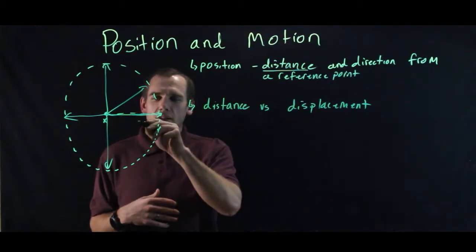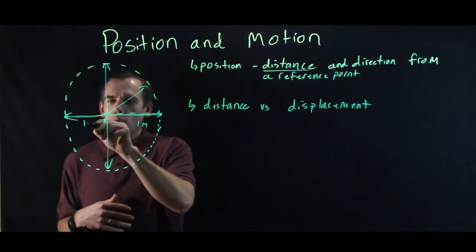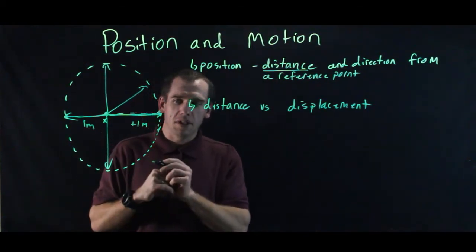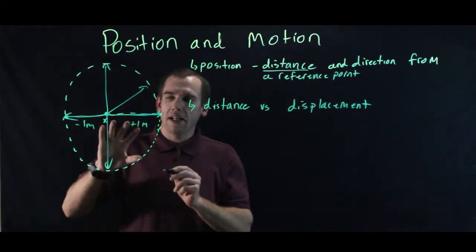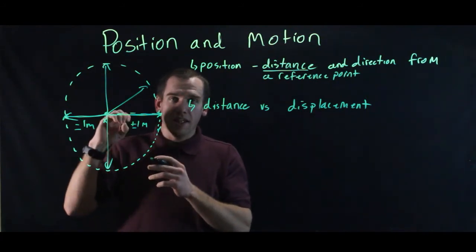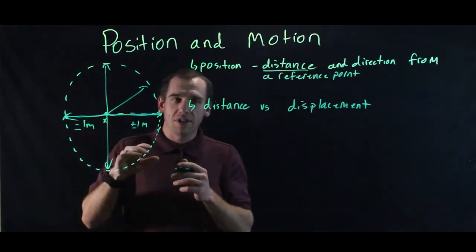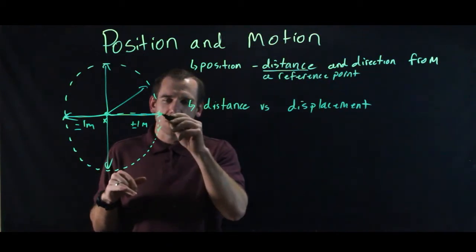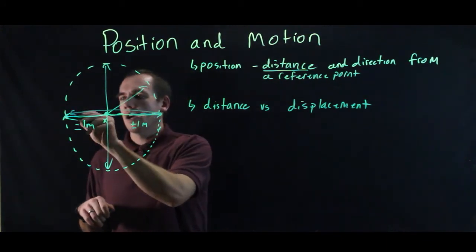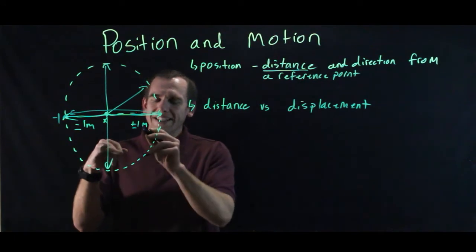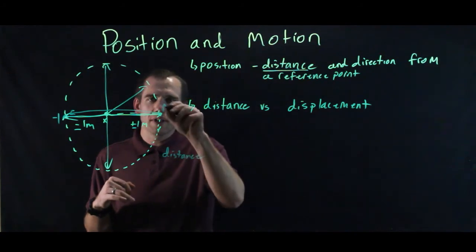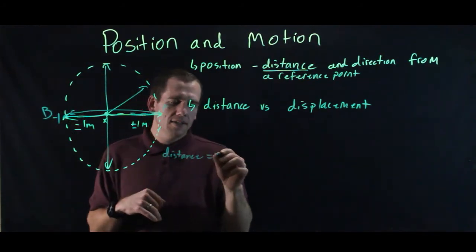So from here to here is 1 meter. From here to here is 1 meter. Neither one of those is a position. But I could say that this is positive 1 meter and this is negative 1 meter, and now they are positions because the positive and the negative act to describe the direction. So that is a position. But what if I moved from this position of positive 1 meter to this position over here of negative 1 meter? Well, then I've gone a distance of 2 meters. The distance between, let's call this point A and this point B, is 2 meters.